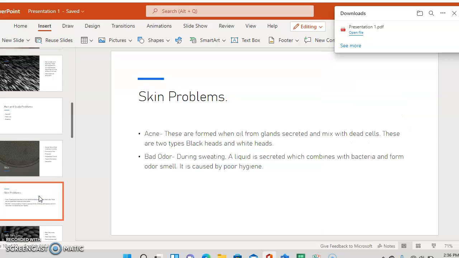Next is skin problems. There are two types of skin problems we can see most commonly. First one is acne. It is formed when oil glands secrete oil that mixes with the dead cells. There are two types of acne: blackheads and whiteheads. And what is bad odor? During sweating, a liquid is secreted which combines with bacteria and forms an odor. It is caused by poor hygiene.